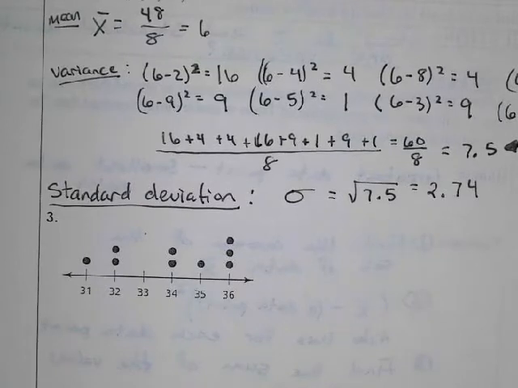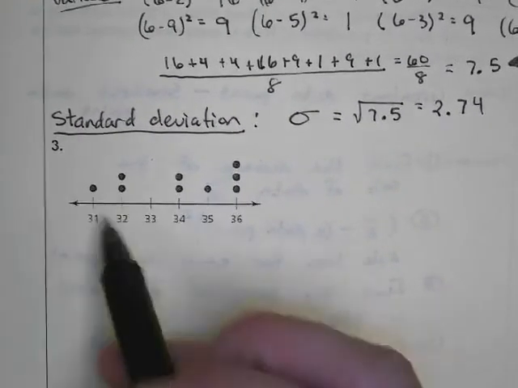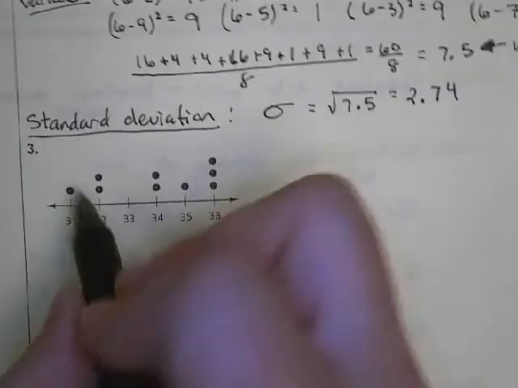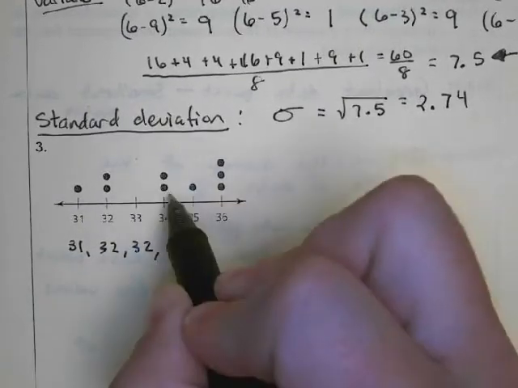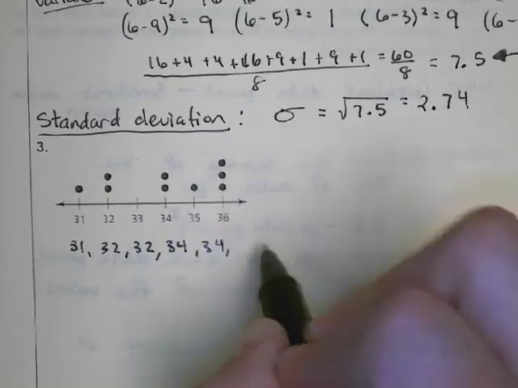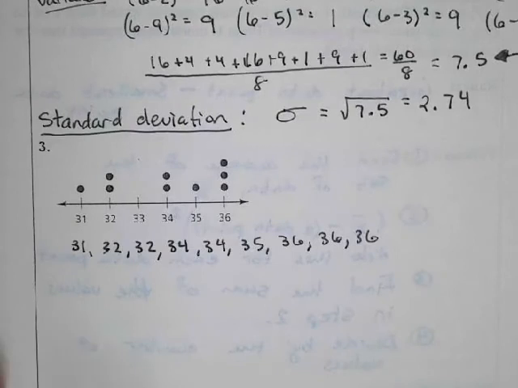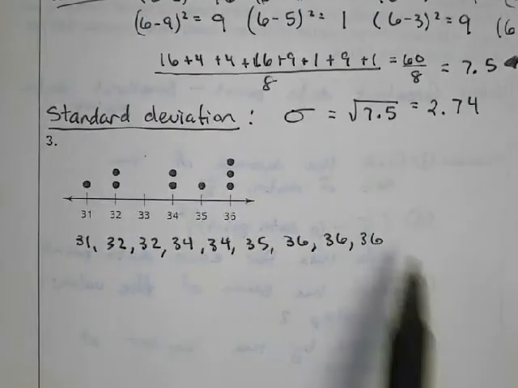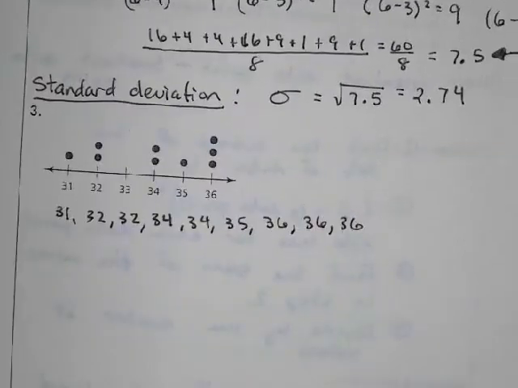Now I'd like you to try this process on your own in number 3. One thing that you might need a refresher on is how to read this. If you were to list this data, each point just means we have that as a data point. So I have 1 31, I have 2 32s, 2 34s, 1 35, and 3 36s. So that's how you would read this graph to understand how many of each kind of data point there are. So go ahead and try to find the mean, the variance, and the standard deviation on your own. You can pause the video right here, and then we will look at it together.